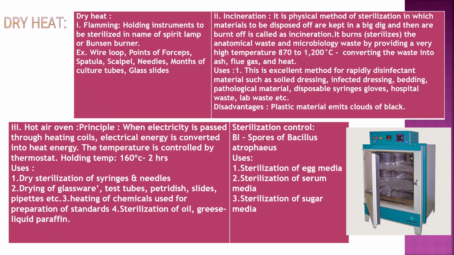The third example in dry heat is the hot air oven. Principle: when electricity is passed through heating coils, electrical energy is converted into heat energy. The temperature is 160 degrees Celsius and the holding time is 2 hours. Uses: dry sterilization of syringes, needles, drying of glassware, test tubes, petri dish slides, pipettes, heating of chemicals used for preparation of standards, sterilization of oil, grease, liquid paraffin.